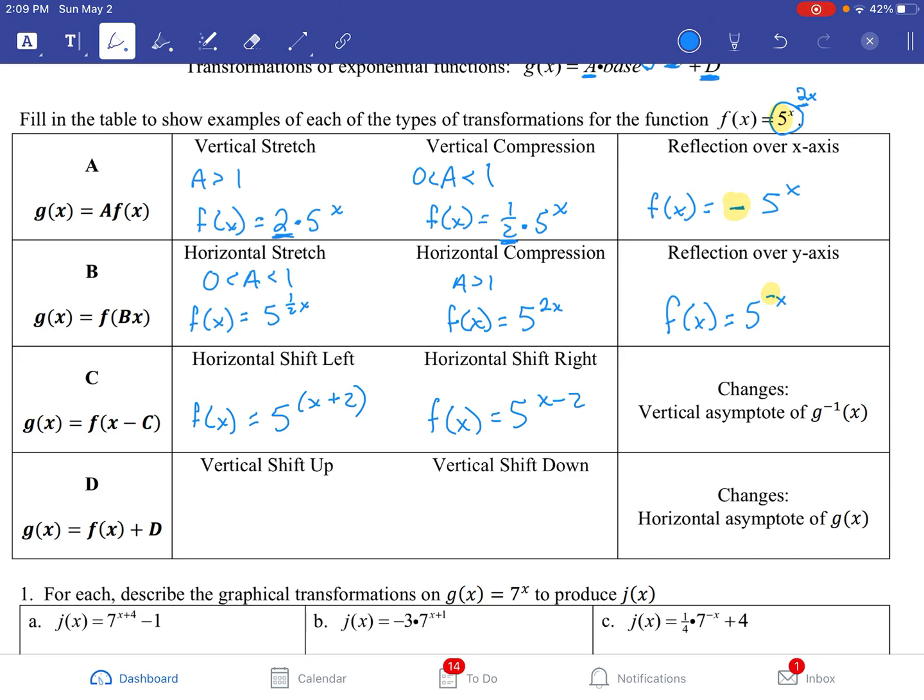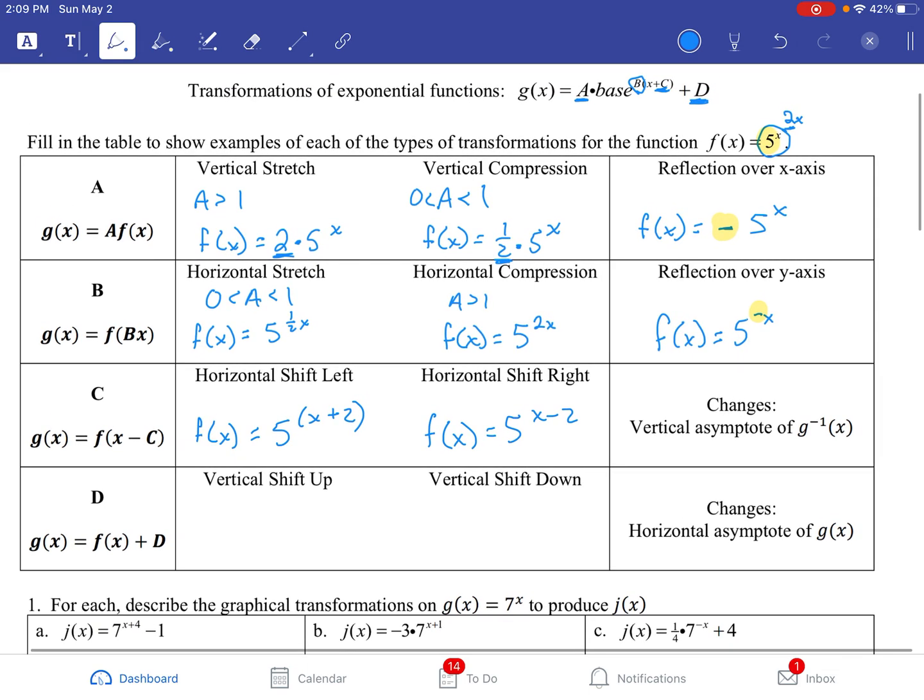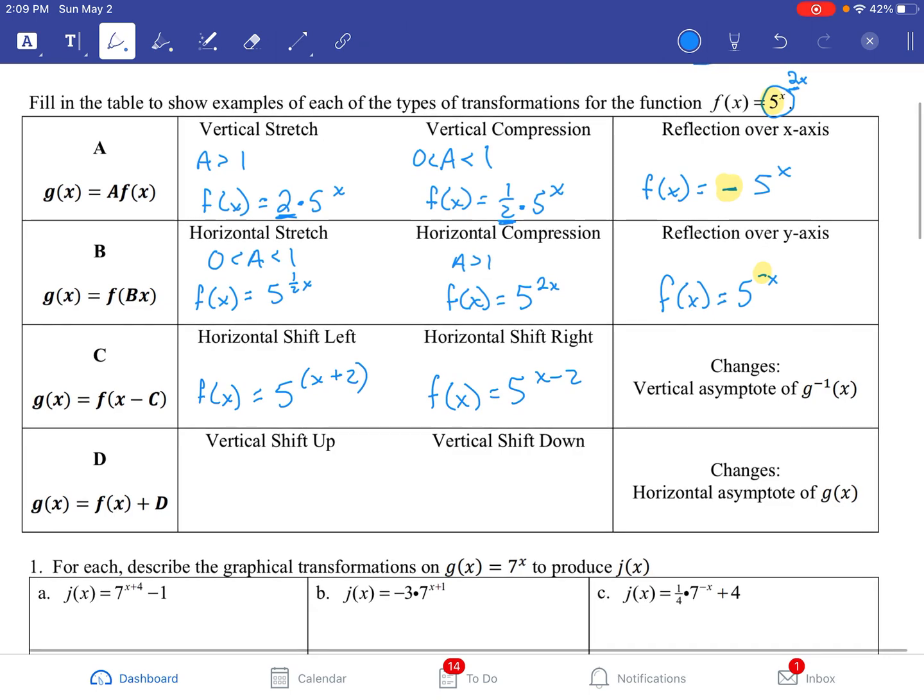So the other thing about this is it changes your asymptote. So if you're finding the inverse of an exponential function like we were dealing with, and you're moving the graph horizontally, that's going to change the vertical asymptote of your inverse. Okay. And we'll get into more of that when we look at the graphs themselves. Okay.